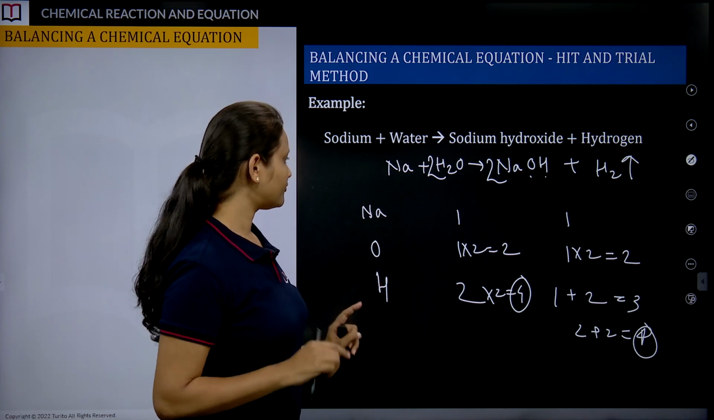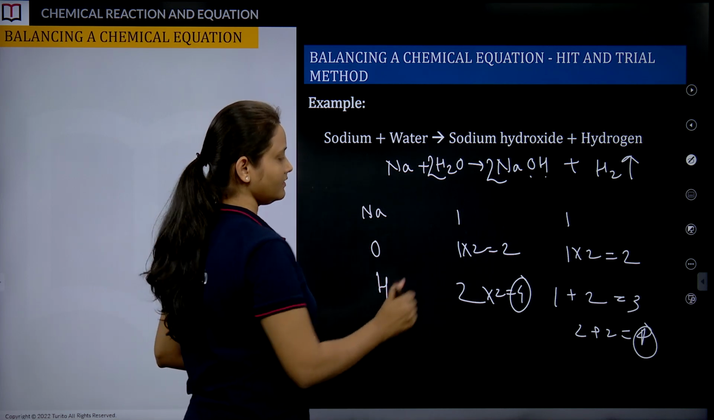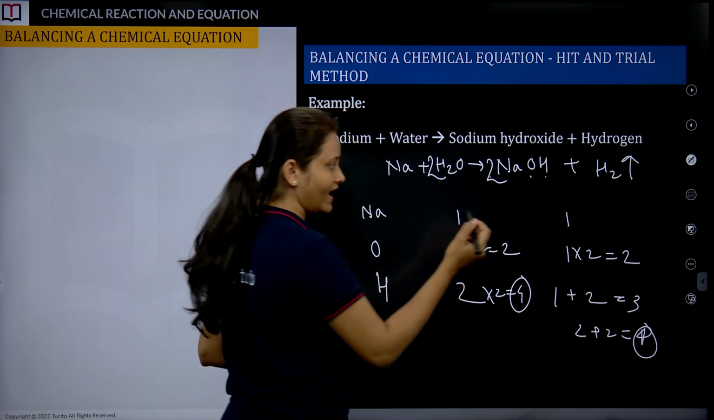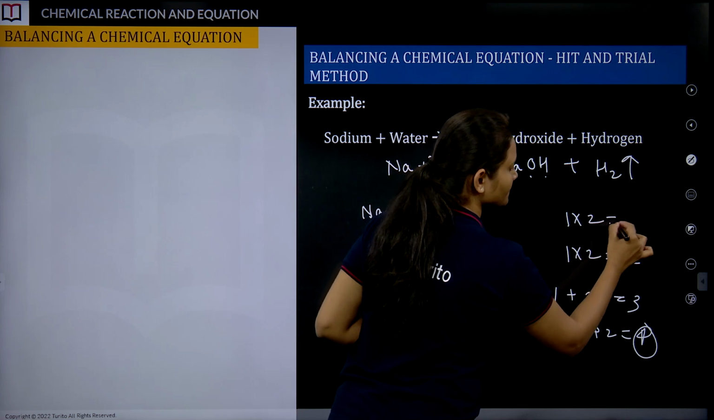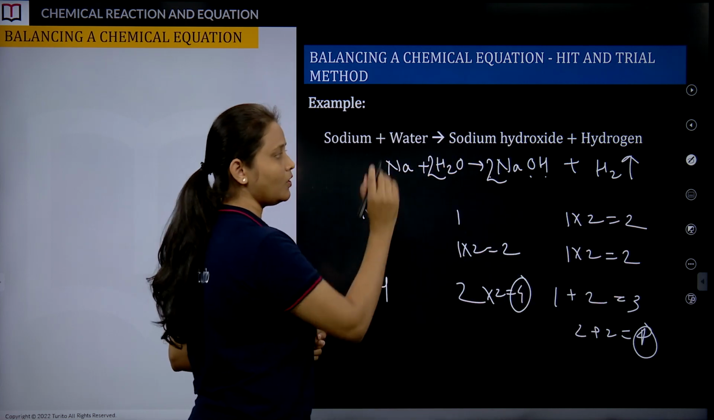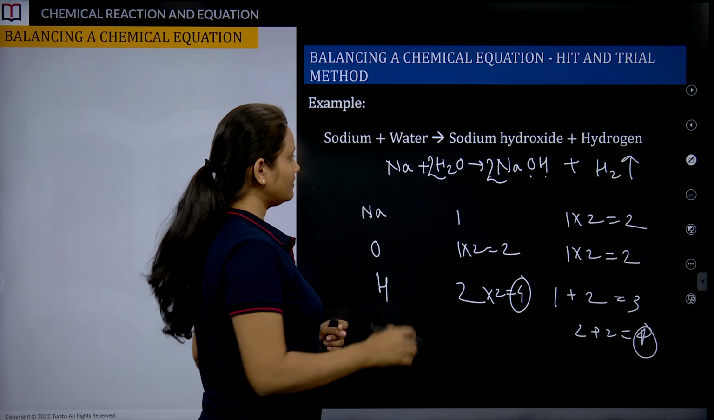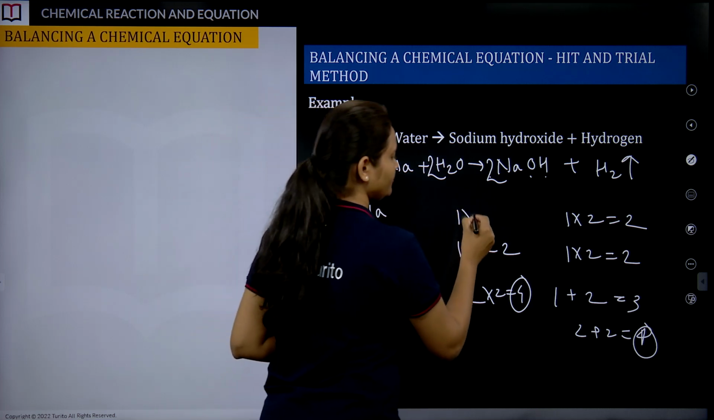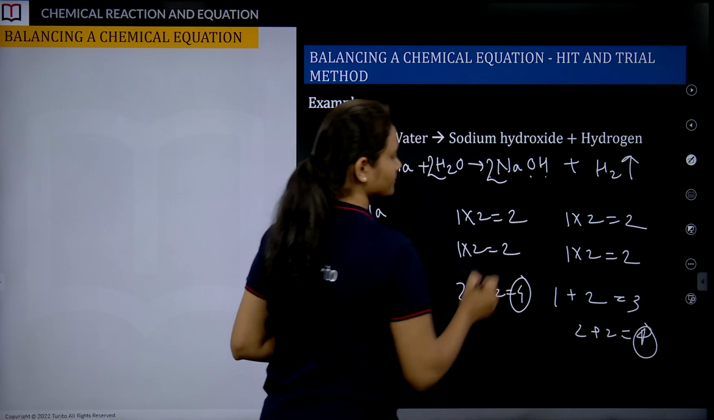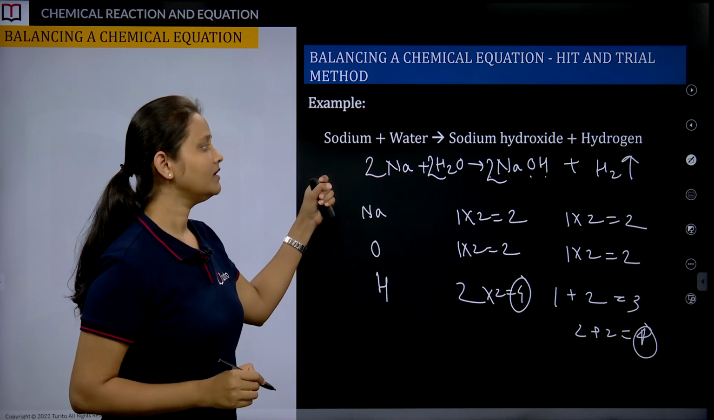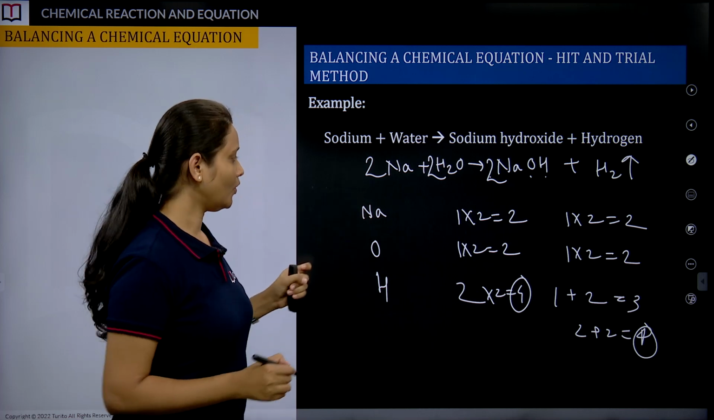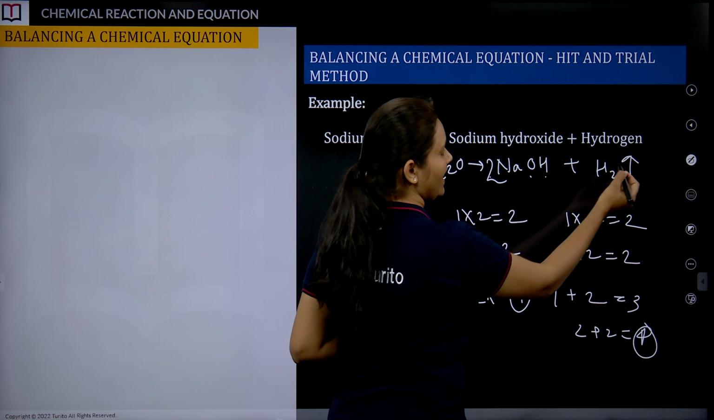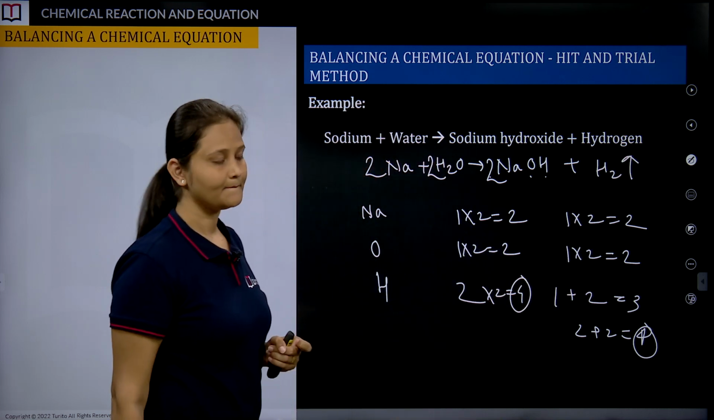So hydrogen and oxygen are balanced, but what do you guys think? We have added 2 in front of Na also. That means we have 2 atoms of sodium on the product side. Can we not add 2 here? We can, right? So 2 sodium atoms on the reactant side. So 2 Na plus 2 H2O giving you 2 NaOH and a release of hydrogen gas.